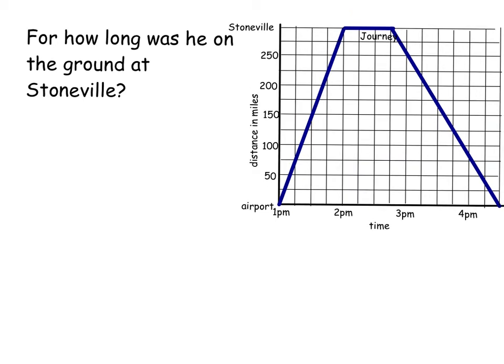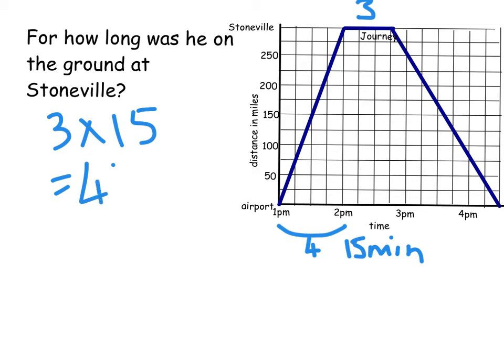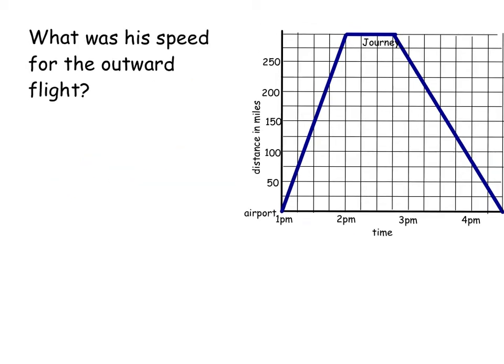So for how long was he on the ground at Stoneville? So how long was he stopped for? So from the top, he was stopped for 3 boxes. If we check down the bottom, between 1 and 2 is 4 boxes. So each box is worth 15 minutes again. So he was stopped for 3 times 15, which is 45 minutes. Okay, so he was stopped for 45 minutes.